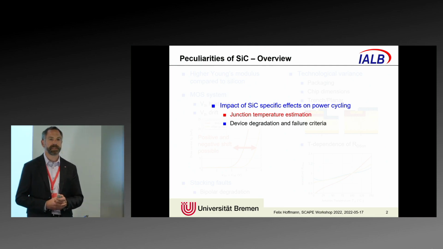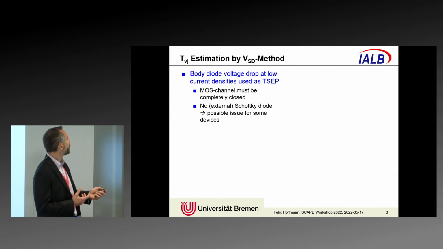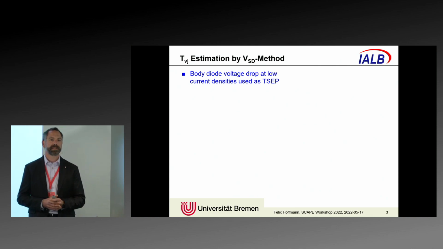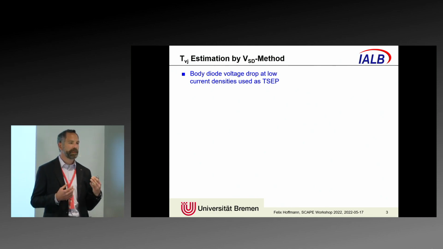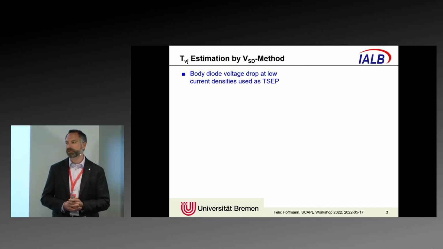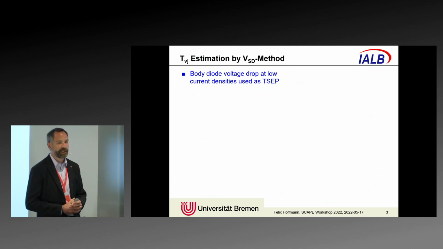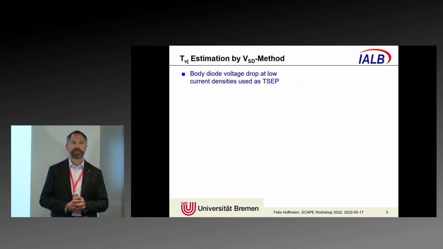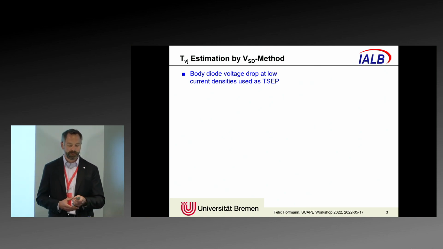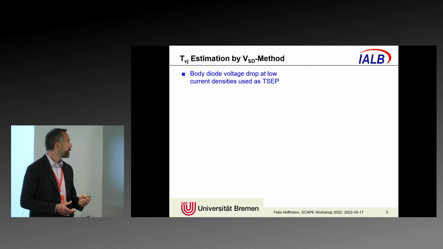So I start with the junction temperature estimation. When I talk about junction temperature estimation, I talk about the estimation by the VSD method, which relies on the body diode voltage drop at low current densities as the temperature-sensitive electrical parameter. Now, some of you might follow different approaches, but this is a very well applicable and very well-known approach. It's also used in a similar fashion for silicon IGBTs.